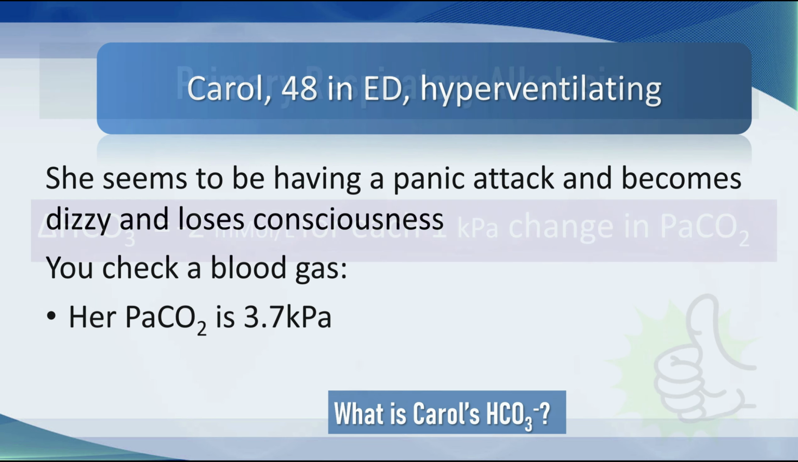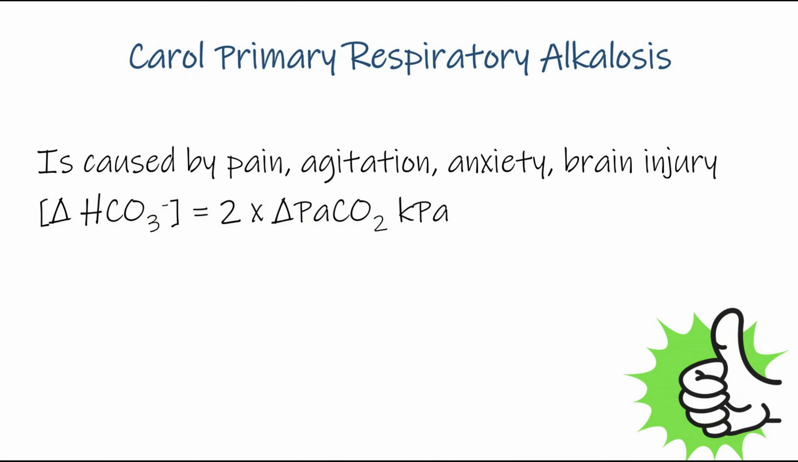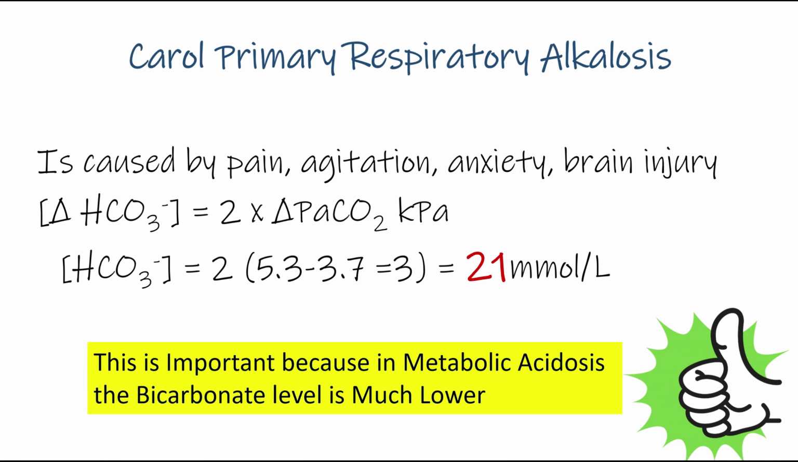Well, the rule of thumb for this is that the change in the bicarbonate in acute respiratory alkalosis is -2 from resting for every 1 kilopascal change in the CO2. So every time the CO2 drops by 1 kilopascal, the bicarbonate drops by 2. It's caused by pain, agitation, anxiety, brain injury, and that's the calculation. So in this case, we have a PaCO2 of 3.7, and so the way to calculate that out is 2 times 5.3 minus 3.7, and that equals 3, and 24 minus 3 is 21. That's really important because in acute metabolic acidosis, as we will see later in this tutorial, the bicarbonate is much lower.